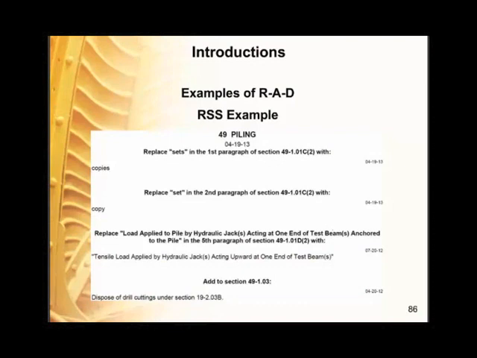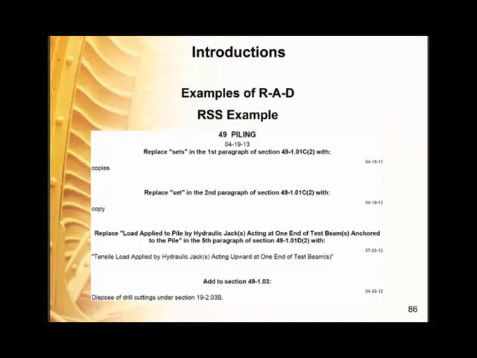Now we'll move on here to show some examples of RAD within our existing standard specifications. Shown here is the revised standard specification for section 49 piling that was in our current posting. The first revision here replaces just the word "sets" with "copies" in section 49-1.01C2. The second example is the word "set" is replaced by "copy" in section 49-1.01C2.